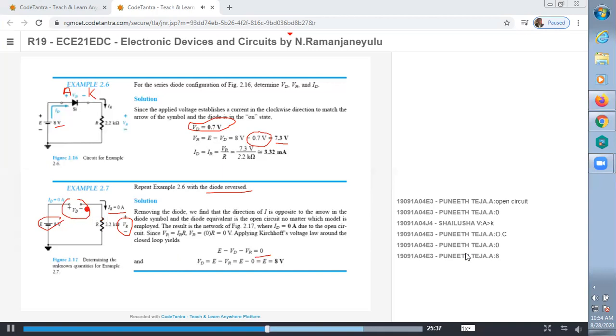Then how to solve the problem here is, once again the procedure is, first of all identify the status of the diode, whether the diode is in forward bias or reverse bias. If the diode is in forward bias, replace it with 0.7 volt. If the diode is in reverse bias, replace it with open circuit. Open circuit, current is equal to 0. Then voltage across resistor is also 0. Right?